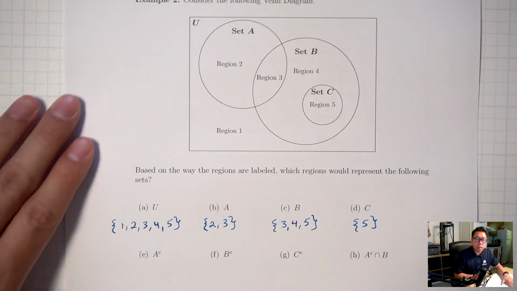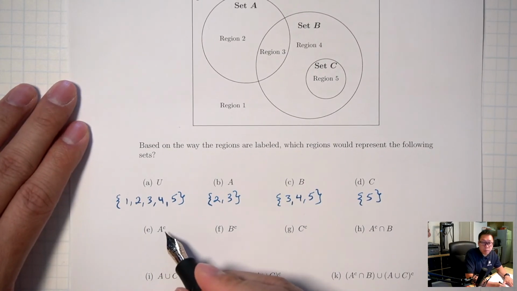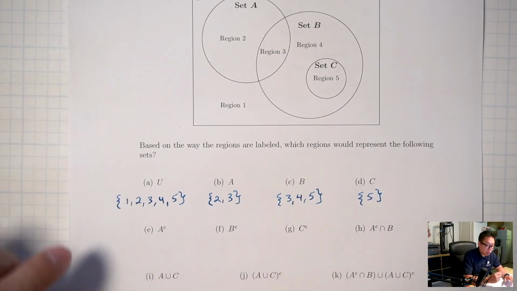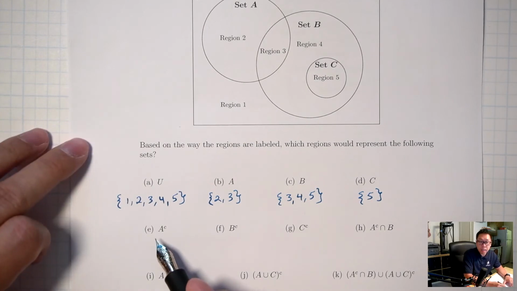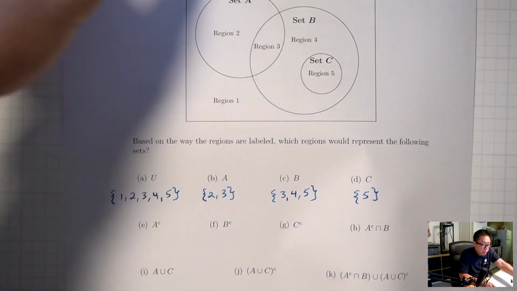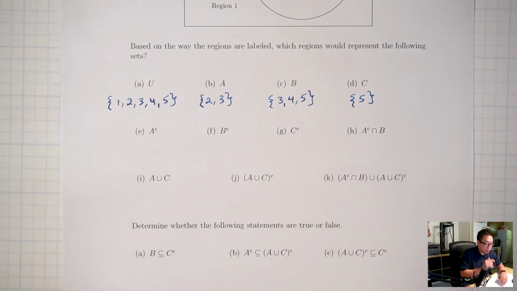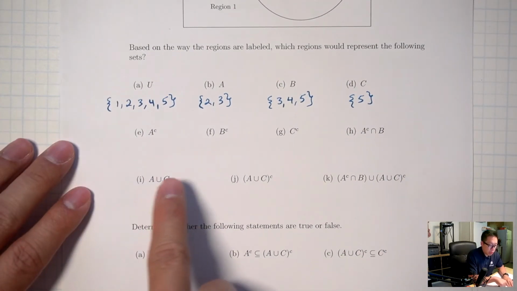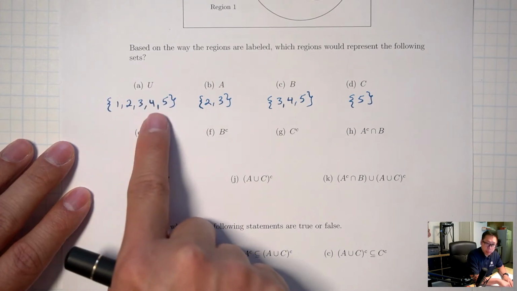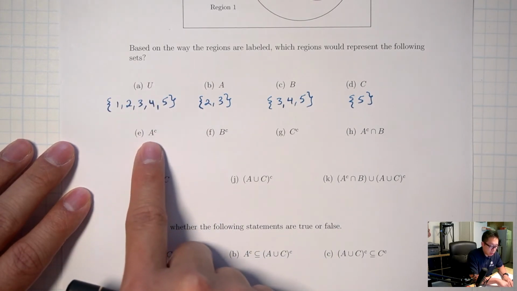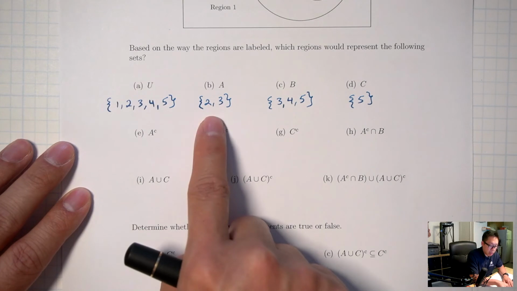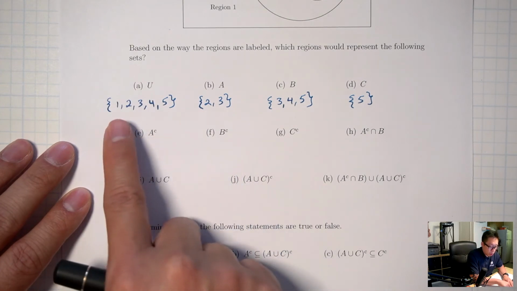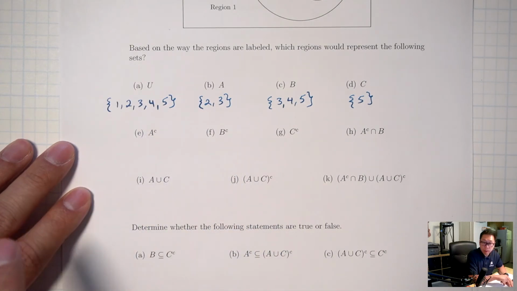Okay, next up is A with a little c, so that's A complement. So what I want is everything that's not in A. Okay, so from here, you don't even need the picture anymore, so I'm going to move this up. So go through your everything, which is your U, your universal set, and then list out all the numbers that are not in A. So here's A. So what numbers are not in A? 1, 4, and 5.